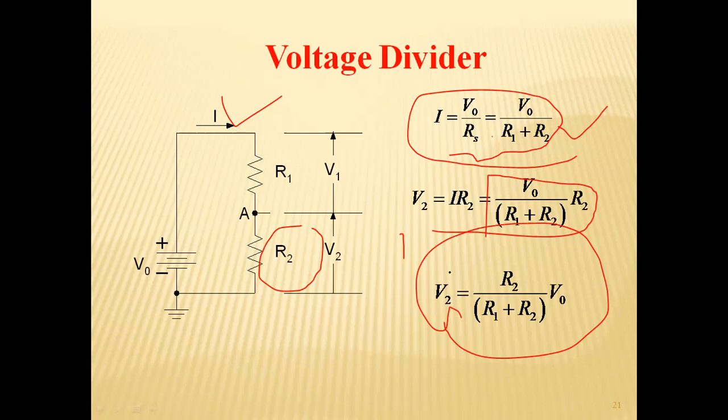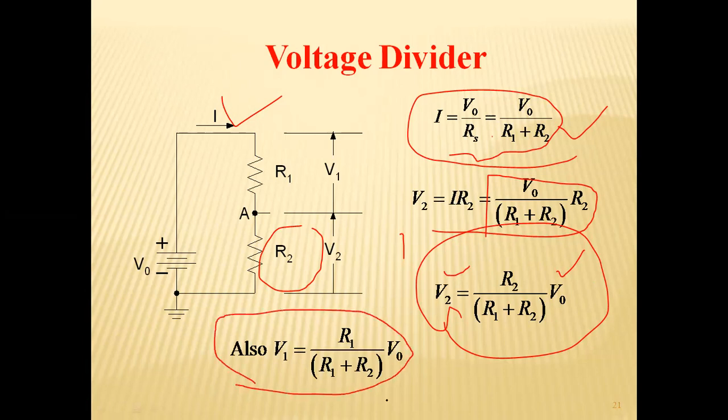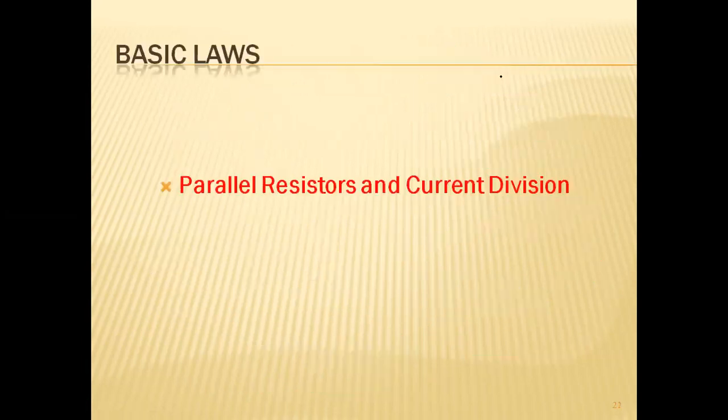So voltage is divided. This is known as the voltage divider for circuit elements which are connected in series. Similarly, we can write it for V1. So this is the voltage divider rule.